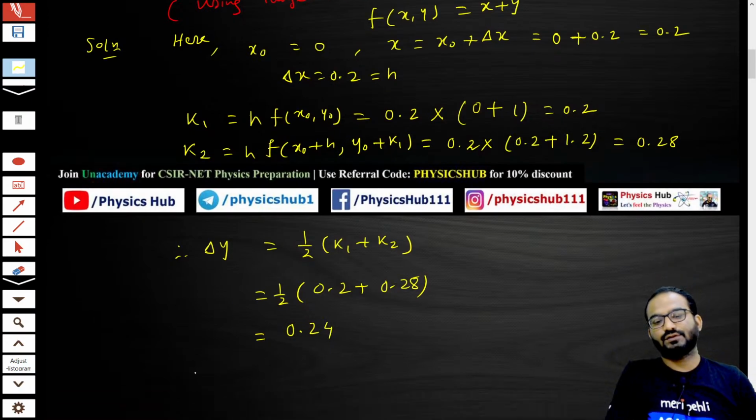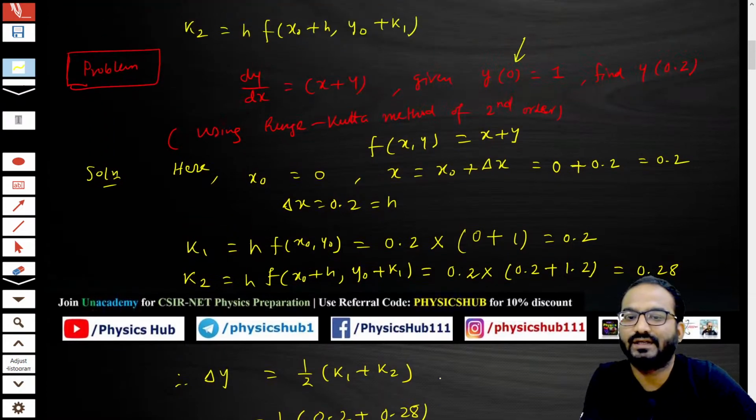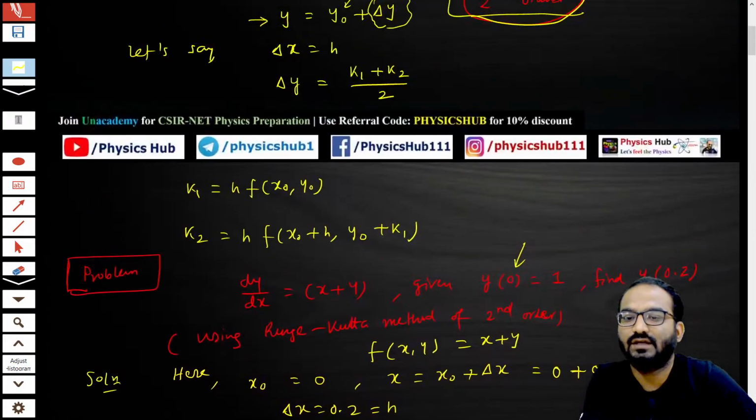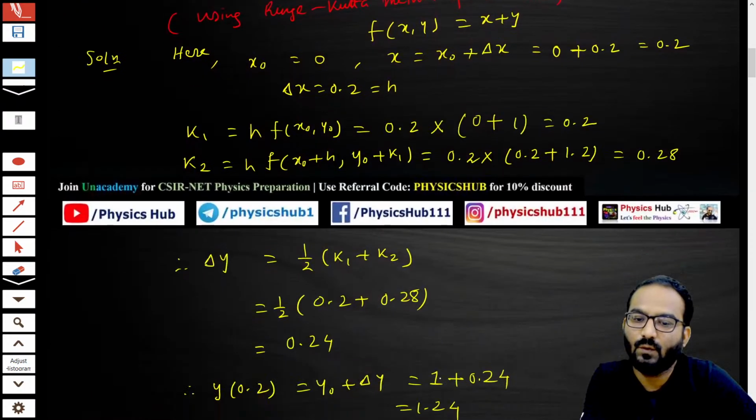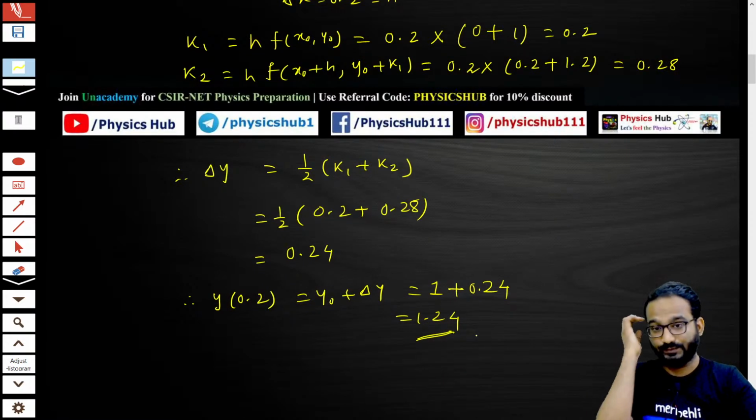So at x equals 0, the value of y is 1, and at x equals 0.2, the value is y naught plus delta y. Y naught was 1, 1 plus delta y is 0.24, so it is 1.24. So this is the value we get using the Runge-Kutta second order, okay, 1.24. So remember this value, 1.24.